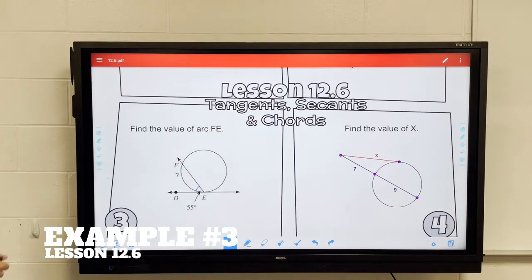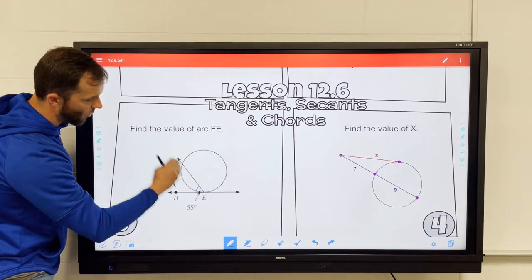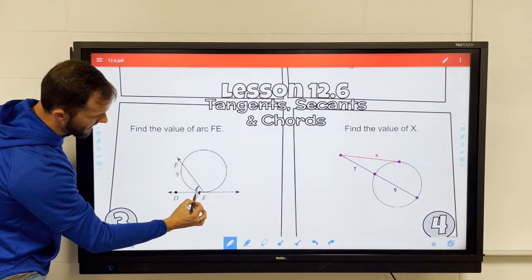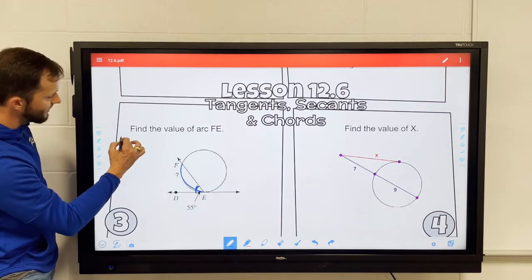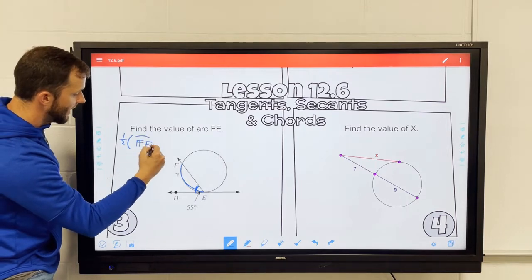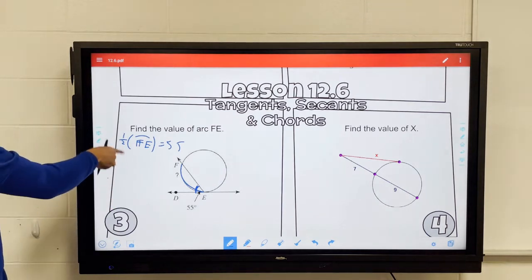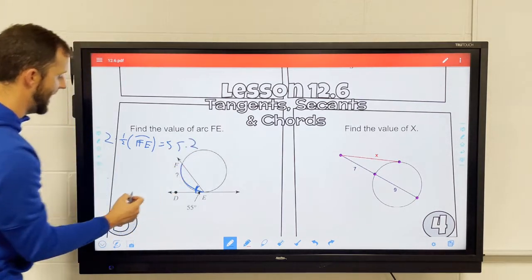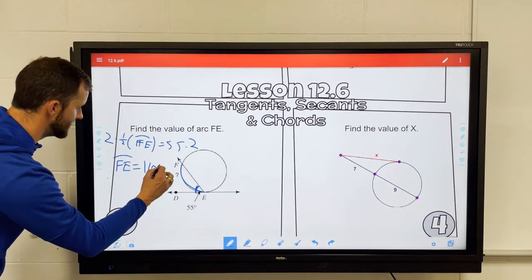On example number 3, it looks like I have a tangent line touching the circle at one point, and it looks like I have a chord going through here, basically. Okay, so if you look, in order for me to find this angle, I know I'm going to take 1/2 of its intercepted arc. So I would end up taking 1/2 of arc FE, and that would end up giving me 55. So now if I wanted to find FE, I would solve for FE by doubling it, multiplying by 2. So all I have to do is multiply by 2 to get rid of the 1/2. So 2 times 55 is going to end up giving me 110 degrees.